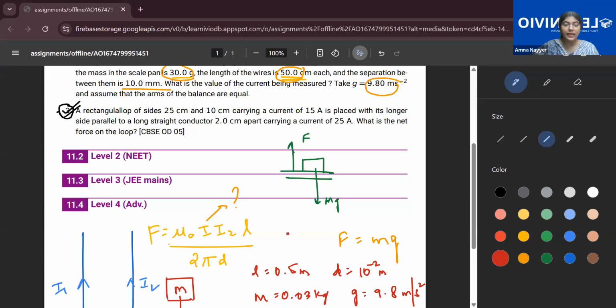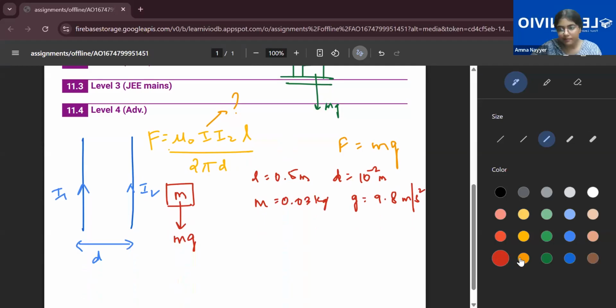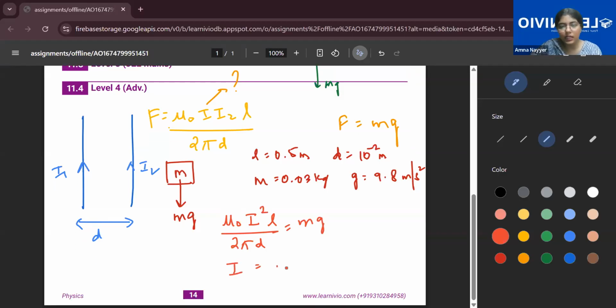Now look, when you are equating it, current is asked in the question. You can simply say, this will be mu naught I into I, means I square L by 2 pi D, is equal to mg. So from here, current will be equal to the square root of mg into 2 pi D divided by mu naught L. This much of ampere will be the answer. Put the values, see what answer comes.